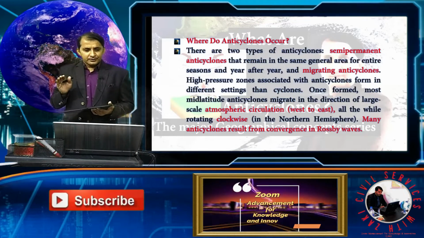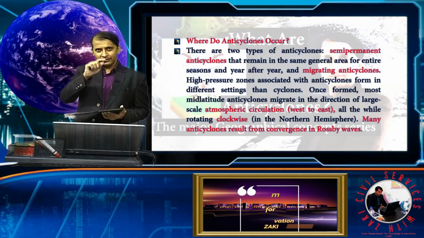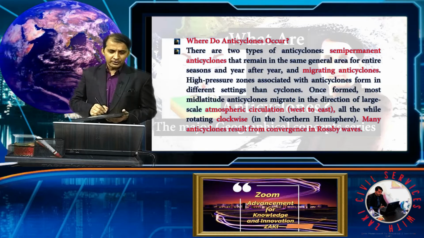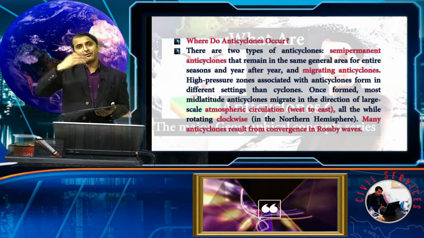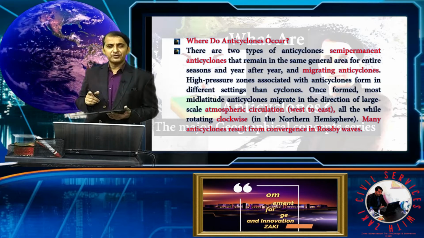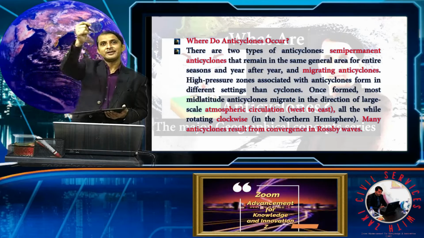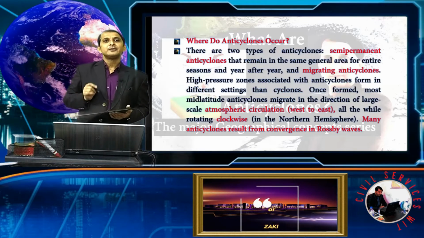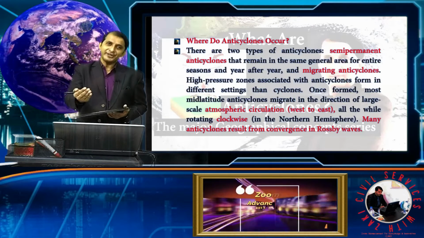If you see its rotation, the rotation of an anticyclone in the northern hemisphere is clockwise, and anti-clockwise in the southern hemisphere, just opposite to the cyclone. A cyclone is anti-clockwise in the northern hemisphere and clockwise in the southern hemisphere, but an anticyclone is just opposite to it.